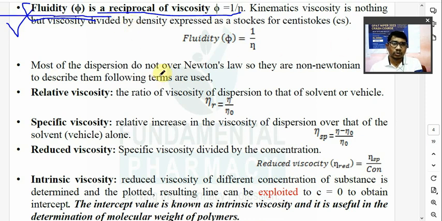Fluidity is denoted by the symbol phi. Fluidity is equal to 1 divided by eta, that is, the reciprocal of your viscosity. Fluidity क्या होता है? Reciprocal of viscosity.